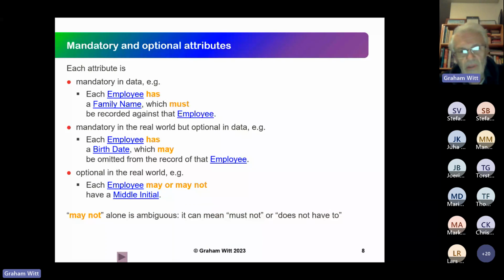So it's important not to use the phrase "may not" on its own, because "may not" can mean "must not," or it may mean "does not have to." So that ambiguity, the different modalities of that phrase, I'm not quite sure whether German has a similar issue with its modal verbs, but certainly in English there is that ambiguity. So we never use "may not" on its own.